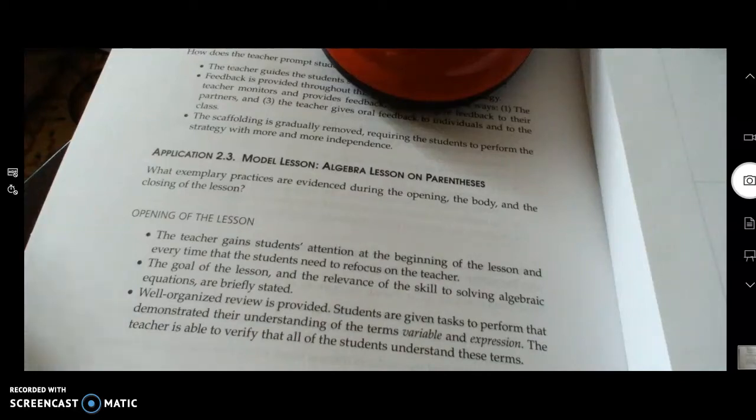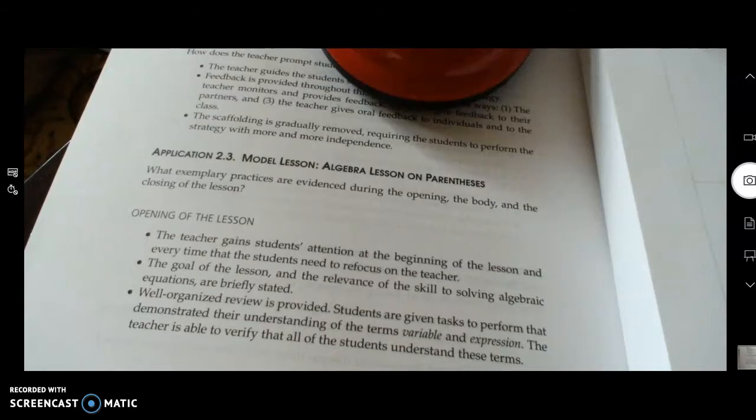Everyone, I just wanted to take a few minutes and talk about the application assignment that you completed last week, or whenever you completed it. And I wanted you to look at this lesson because I think it's a really good example of a math lesson. Sample math lessons are not always so easy to find.